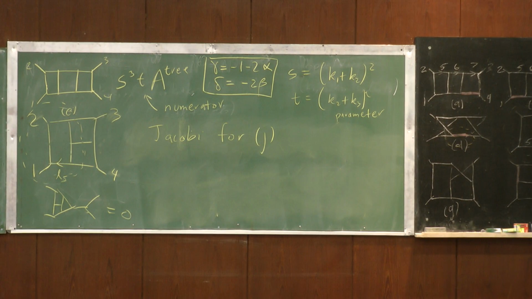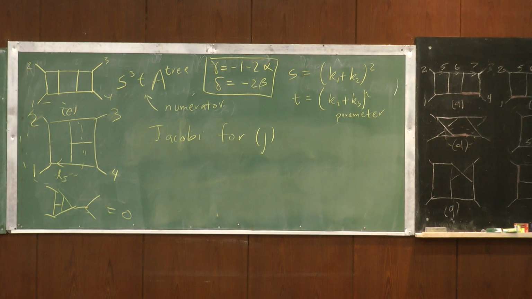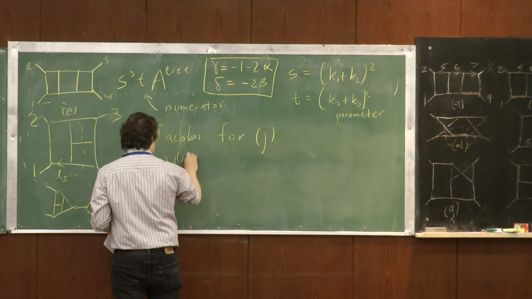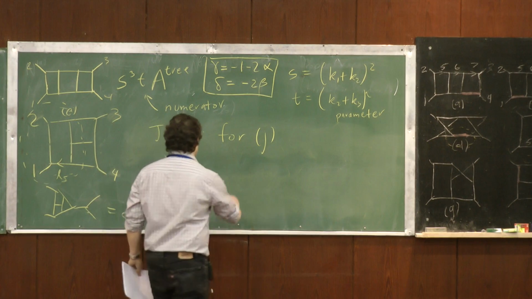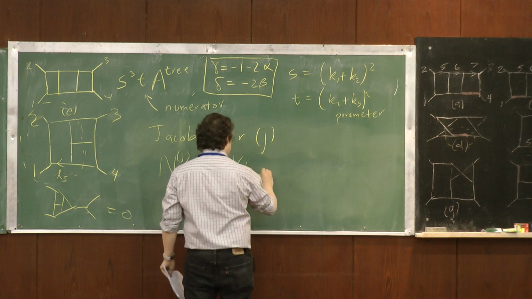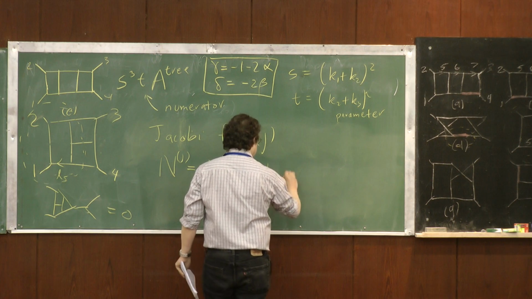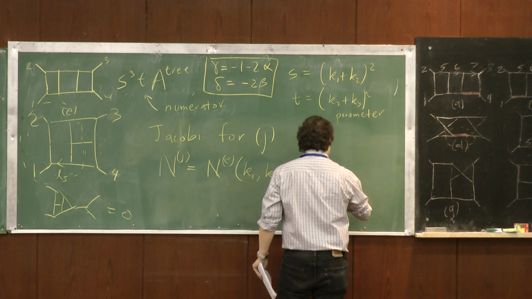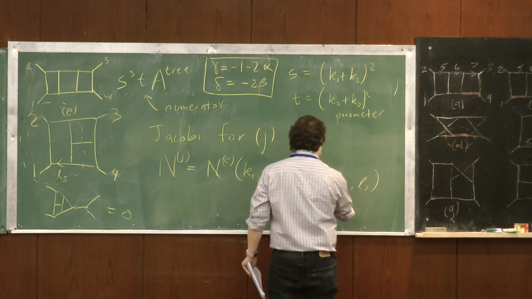So where is diagram J? Well, let's mark it right here. So that's the Jacobi I'm going to use. So Nj is equal to Ne. This is one of the equations I had before, but let me write it out. K3, and then L5, L6, and then L7.